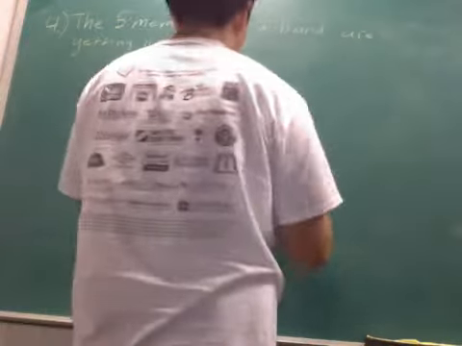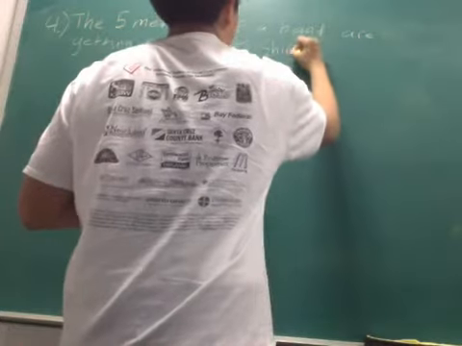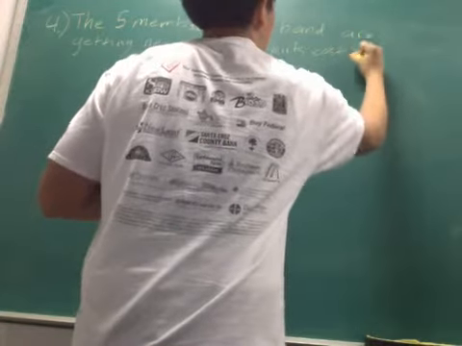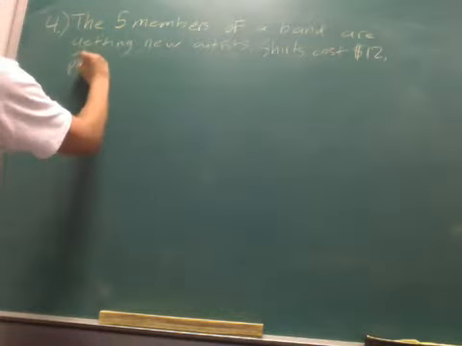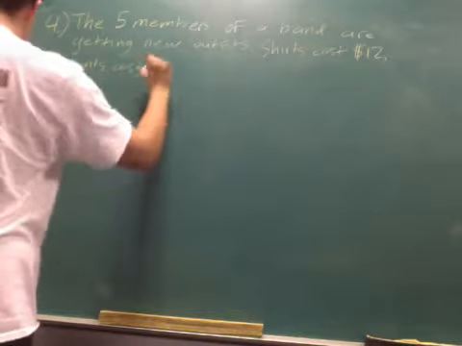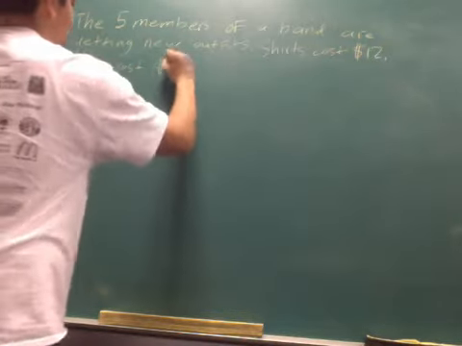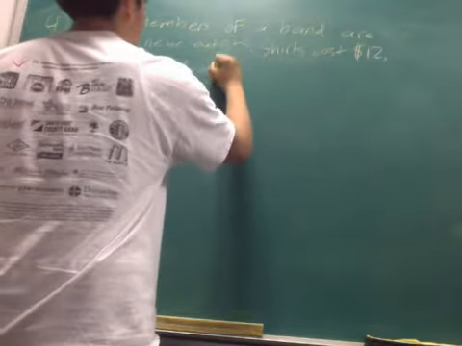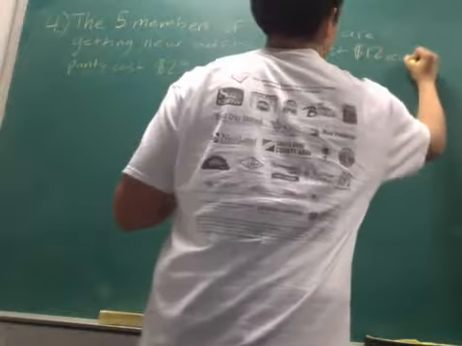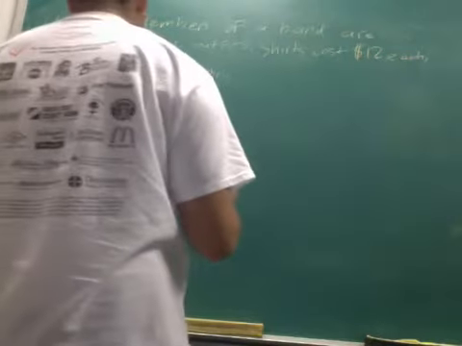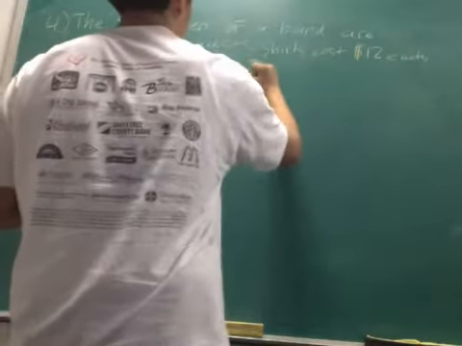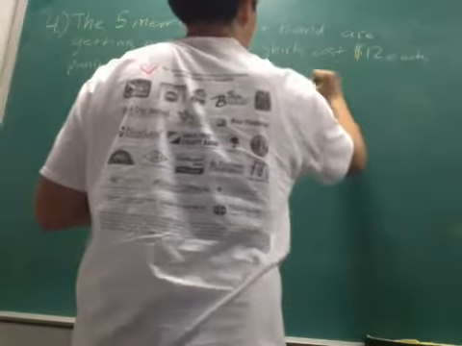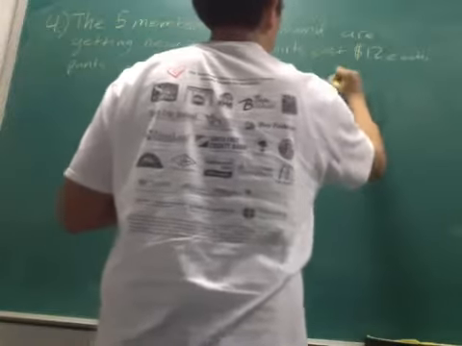They're all getting the same outfit. Shirts cost $12. Pants cost $29 each. And this is $12 each also. And boots. Boots cost $49 a pair.